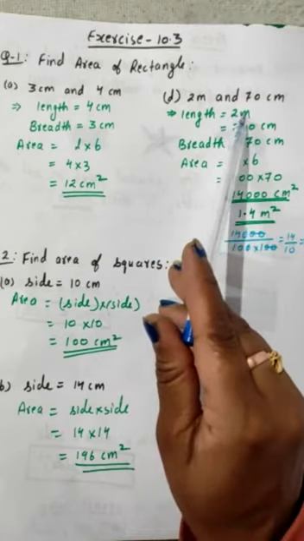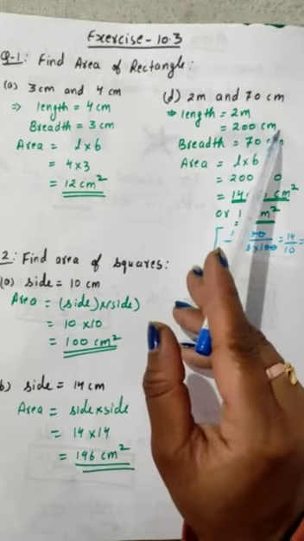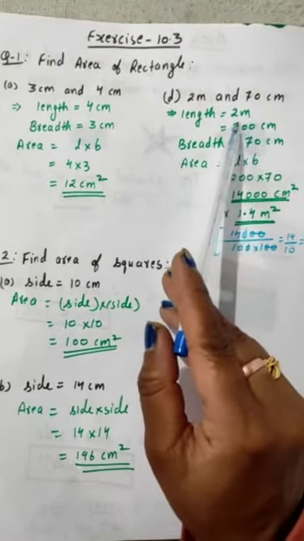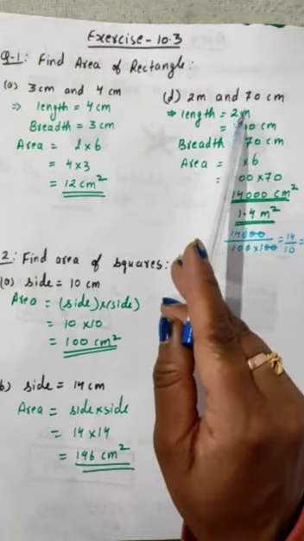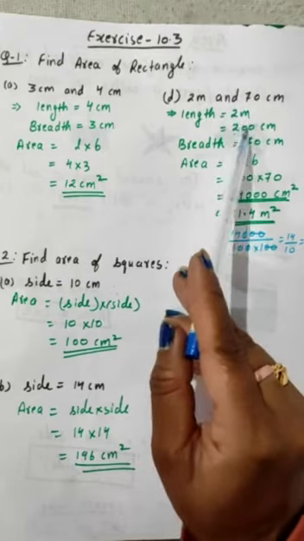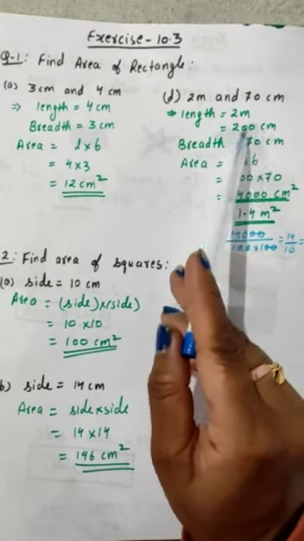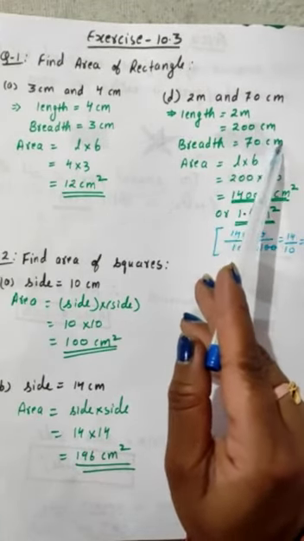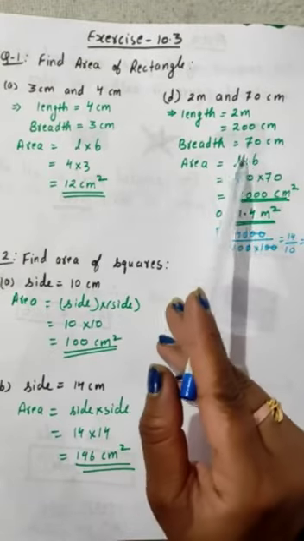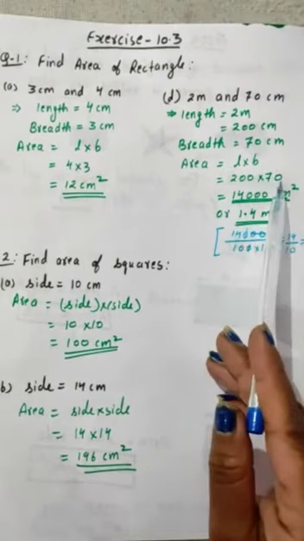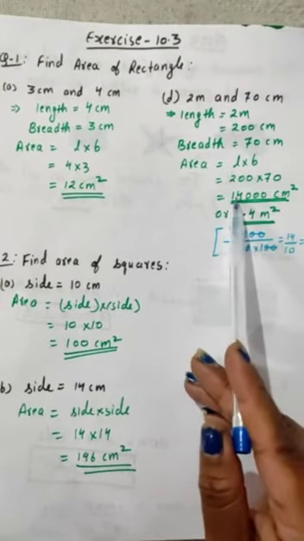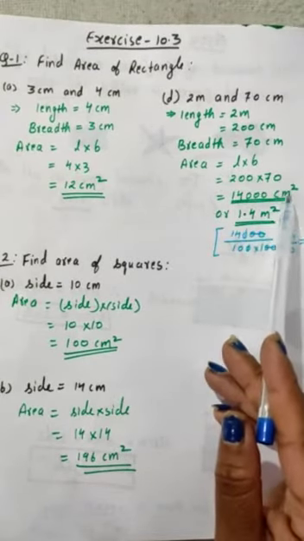So 2 meter will become 200 centimeter. Now you know the conversion. 1 meter is equal to 100 centimeter. So 2 meter will become 2 into 100, which is 200 centimeter. Now this is in centimeter, this is in centimeter. Now you can use the formula, which is length into breadth. So 200 into 70 will give you 14,000 centimeter square.